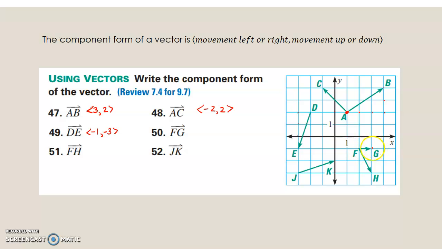FG, F to G is, I am moving horizontal 1, and I am moving vertically 0. Right. FH, I am moving horizontal 1, positive, and then down 2. For JK, it is horizontal 3, positive, and vertically positive 1. So that's how to write the component form of the vector just by counting it off on the graph.